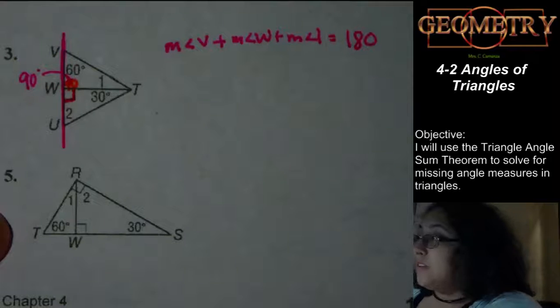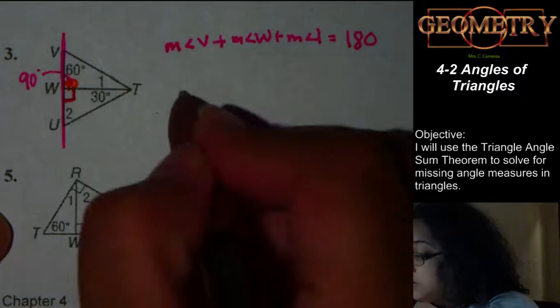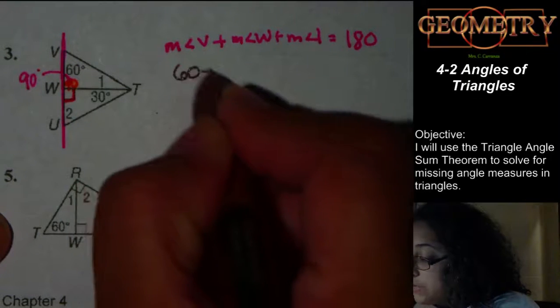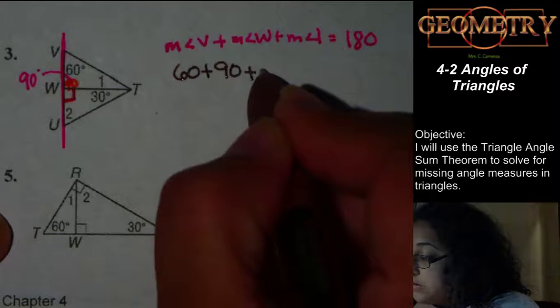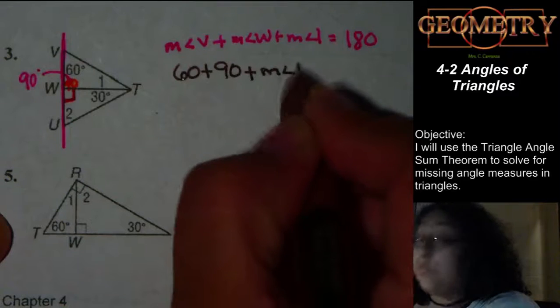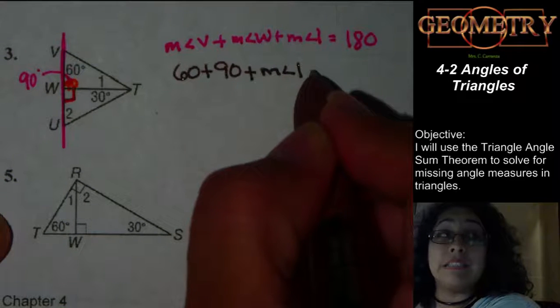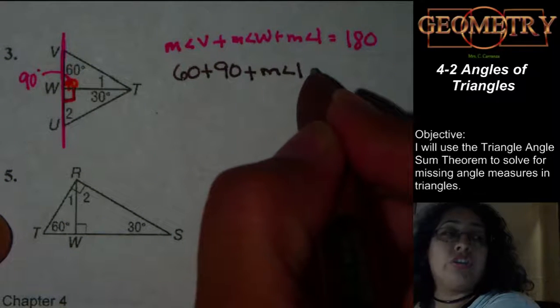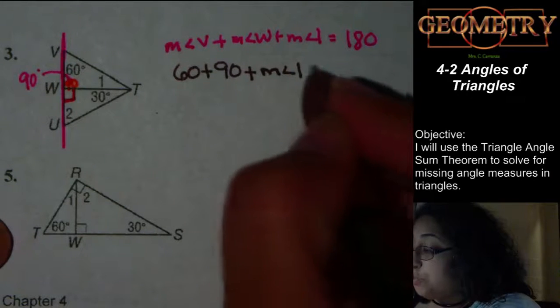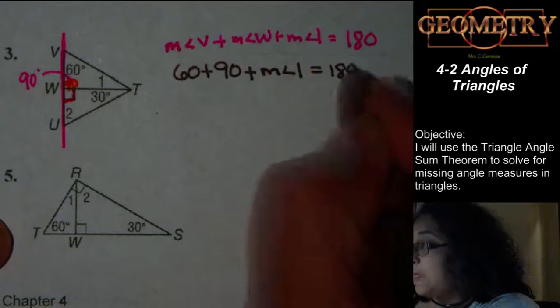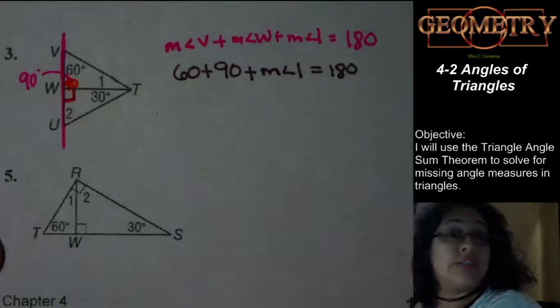All right. What's the measure of angle V? What's the measure of angle W? What's the measure of angle 1? 30. We don't know yet. We're pretty sure it's 30, but we're going through and doing the algebra to prove that it is 30. We don't know yet, so leave it as the variable. Now what?